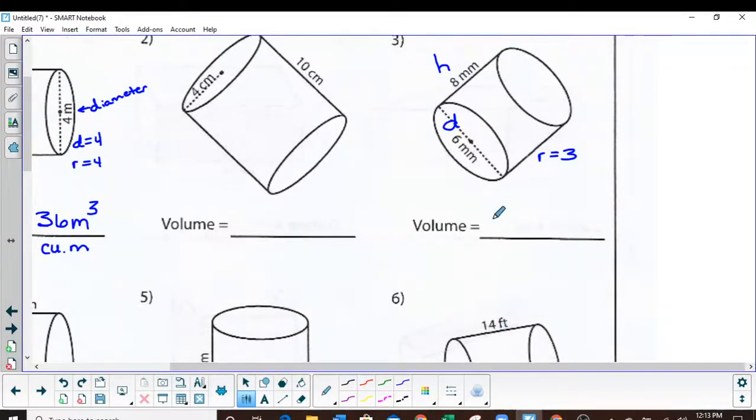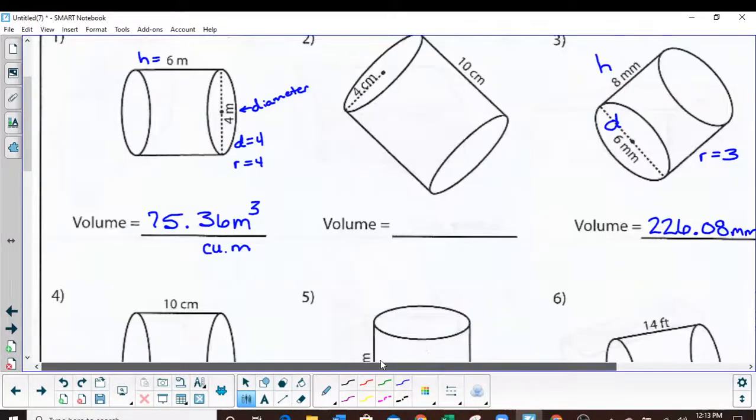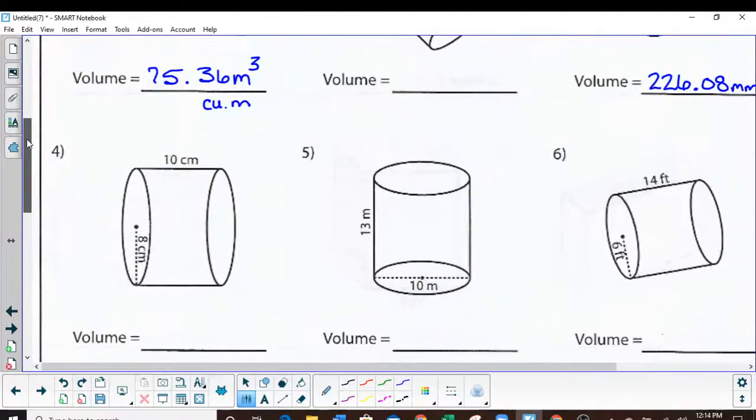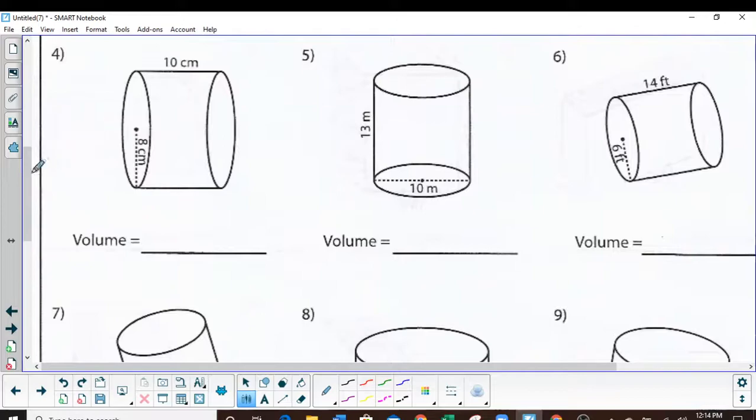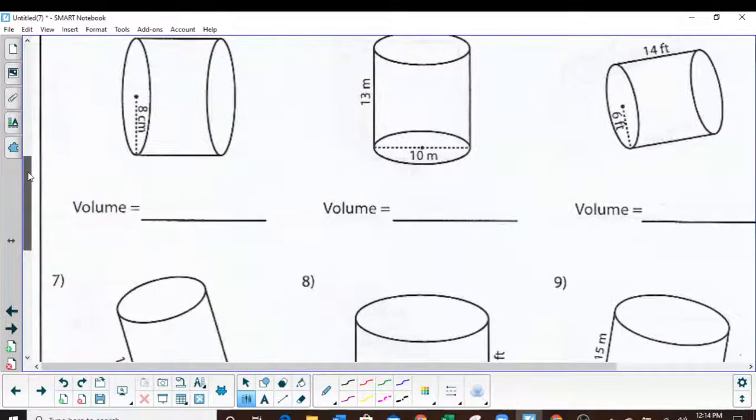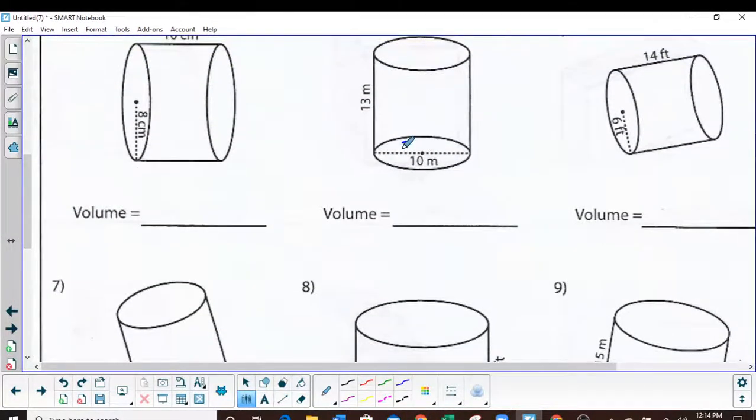Okay, jumping back over here, 226.08, and this is millimeters. Since it's volume, it's cubed. Okay, let's go to 5. In the middle there again, first thing I'm looking for is trying to find that radius. I don't see a radius, I see a diameter of 10. I know my radius is going to be half of that, so it's going to be equal to 5. My H is right here, and I'm ready to jump to Desmos.